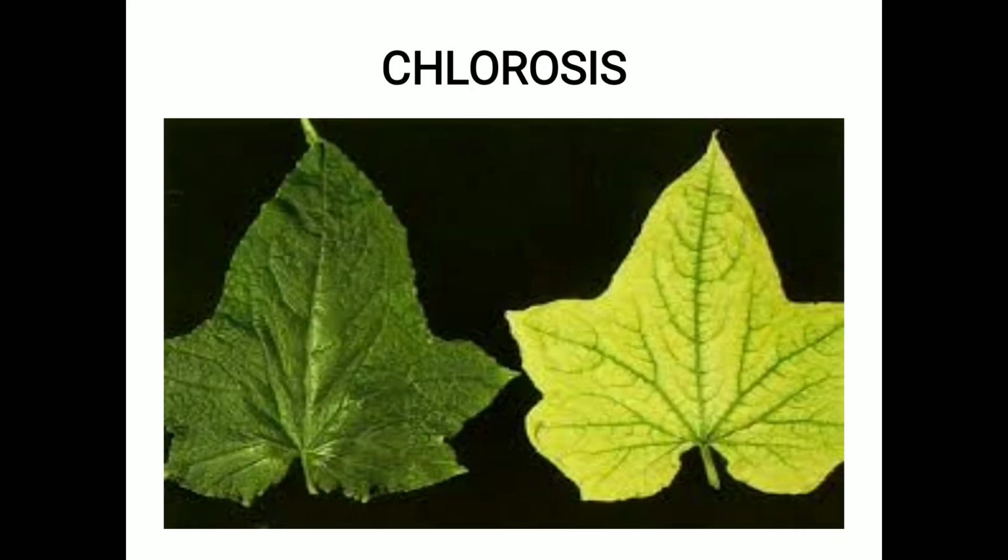First of all, chlorosis. As we know, chlorosis means what? There is a complete loss of chlorophyll from the leaves. That is called chlorosis, that is, loss of chlorophyll from the leaves due to excess or deficiency of nutrients or mostly due to the attack of virus. So the plant shows chlorosis. This is a healthy plant and this is your infected plant. This is called chlorosis. There is a loss of chlorophyll from the leaves.